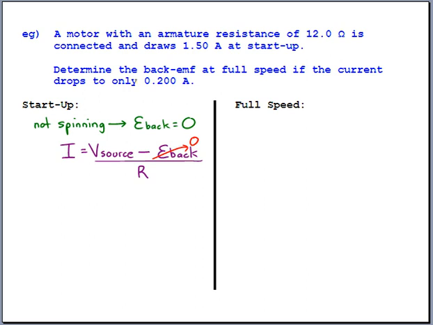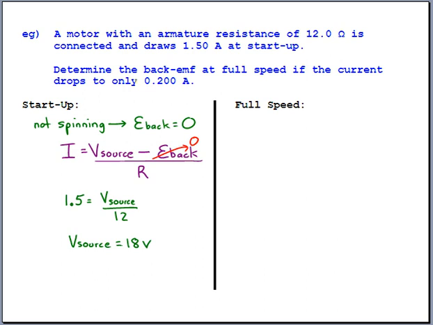It's a little bit of a confusing phrase that I've got there, startup, right? Like, yeah, we're starting to go, but we haven't got going yet. Okay, well, if I actually run this equation right now, I can find the source voltage. I can find out what kind of voltage we're attached to with this motor. I've got 1.5 amps of current flowing when we begin to run this motor, 12 ohms for the resistance. Hey, it looks like it's some sort of cordless drill maybe with an 18-volt battery.